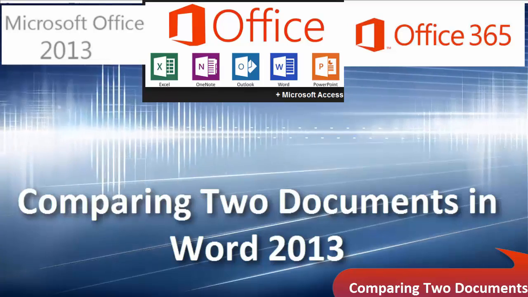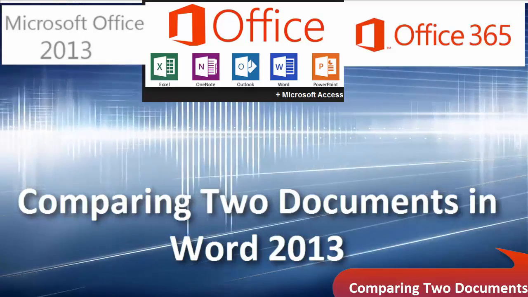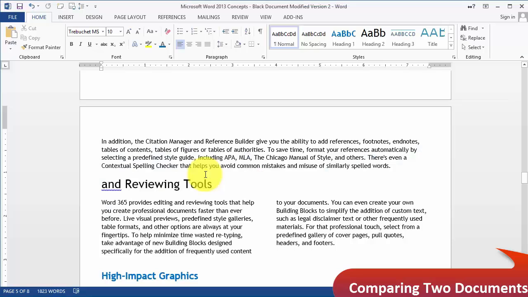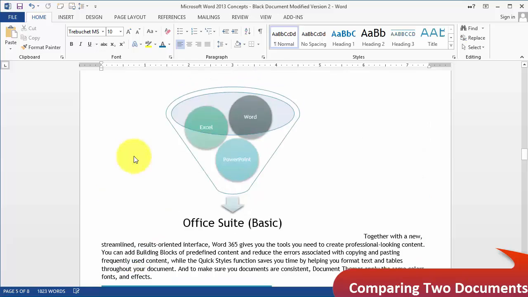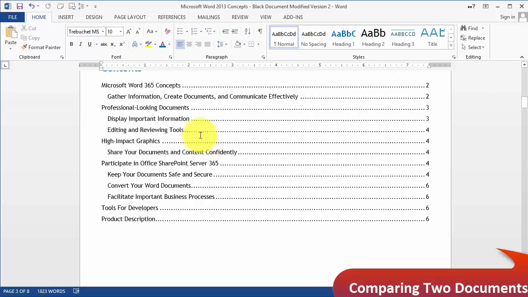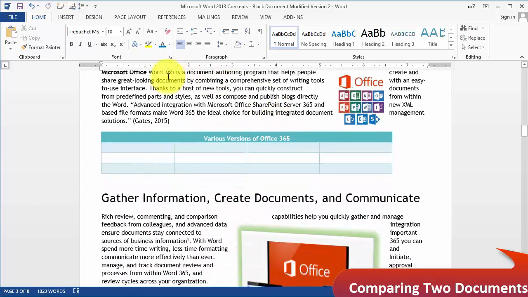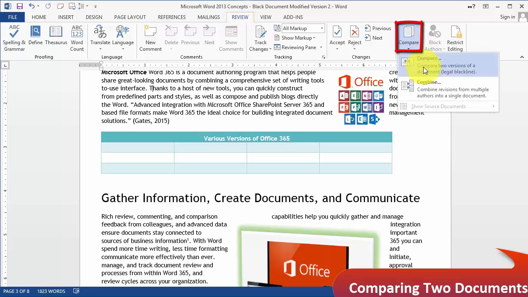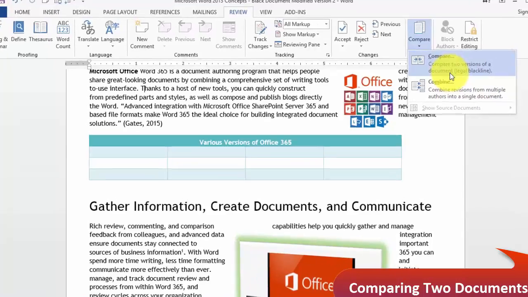In this brief session, I'm going to demonstrate how to use the compare feature between two documents in Word 2013 or Word 365. So let's say this is one of my documents here. I'm going to save it, and I want to compare this with another version of another document. What you do is, we are on the Home tab at this point, we want to go under the Review tab, and then we click on Compare.